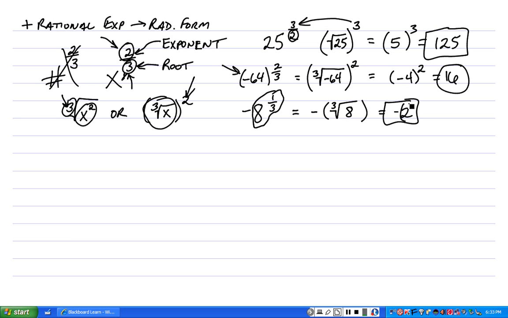Here I'll put it like that. The cube root of 8 is 2. You'll have the negative outside, so there, negative 2. There, that shows you the extra step. Okay, let's look at some with some variables in them.